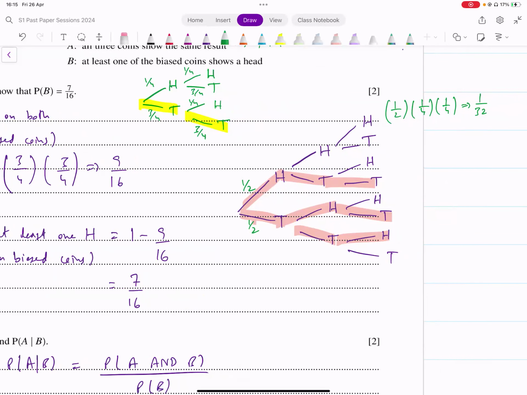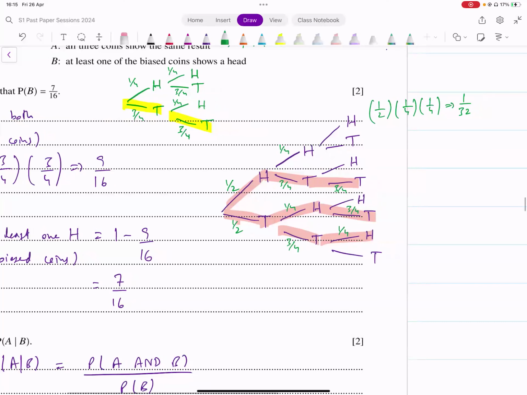When you have 1 head, let's find the probabilities and add them up together. Now, what were the probabilities here? Let me just write them down. This was 1/4. This was 3/4. So write these that we need for now. 3/4. This was 1/4, 3/4, 1/4, 3/4. Okay, let's find these probabilities. This is 1/2 into 3/4 into 3/4. What's that?